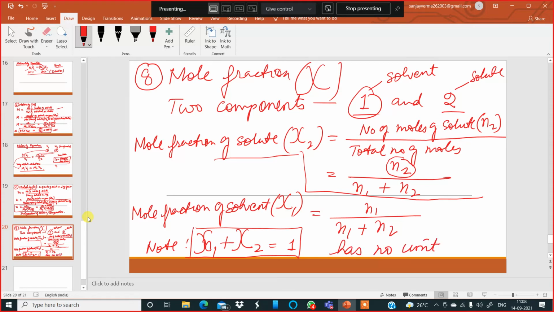Like the others, if you have seen them: molarity, moles per liter; molality, moles per kg; normality, gram equivalents per liter. So the other concentration terms have units, like grams per liter, percentage mass, percentage volume, there will be a unit, but this mole fraction doesn't have any unit.